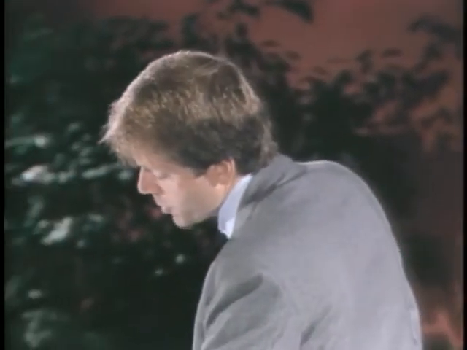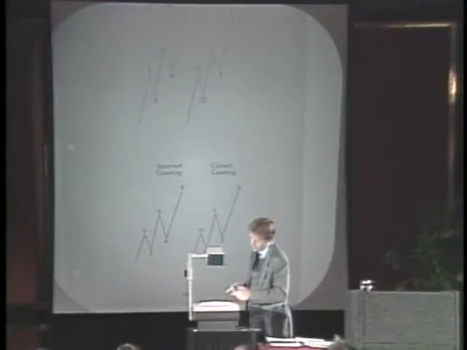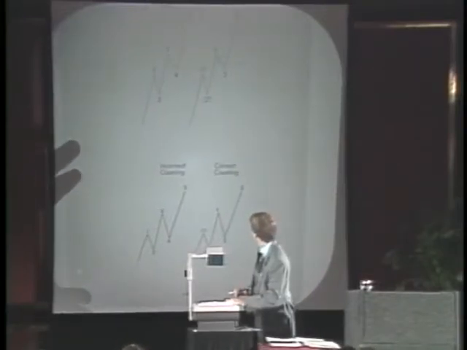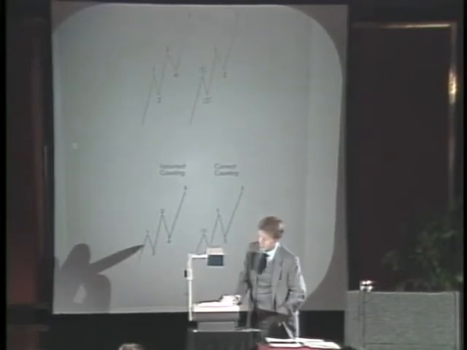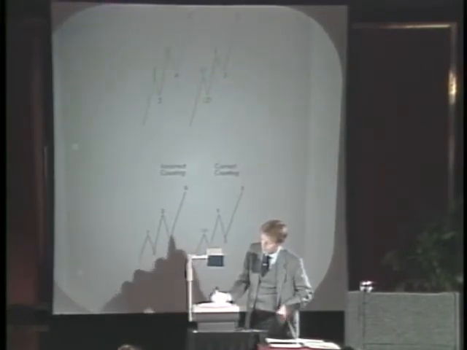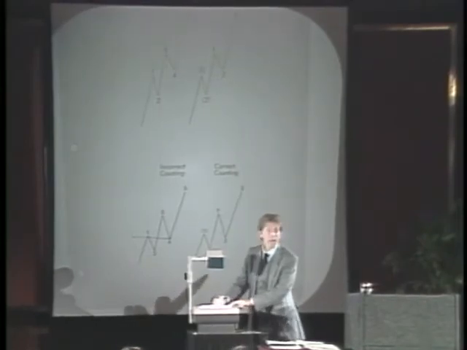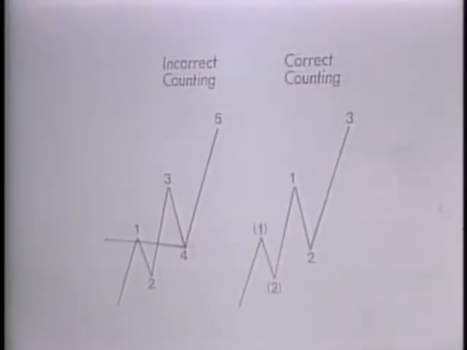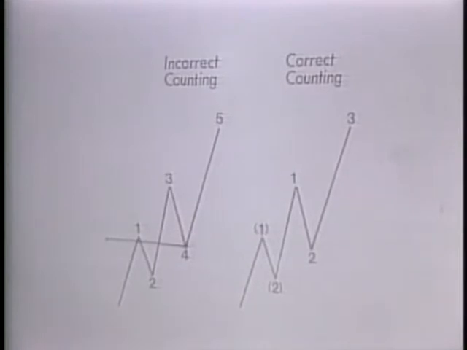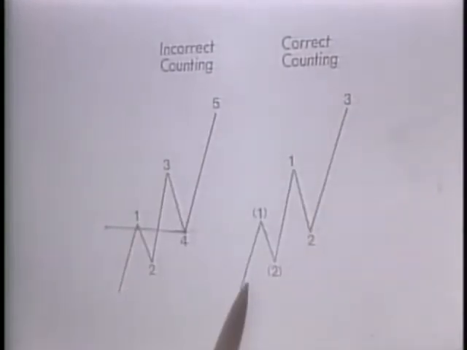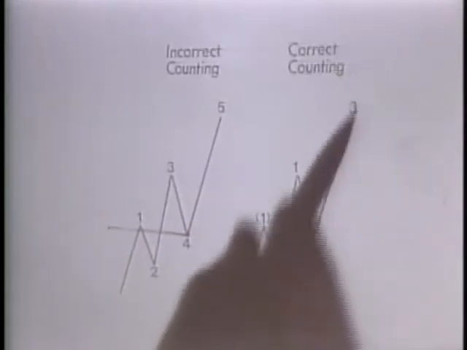I think you've seen this chart before. Let's take a look at it. Let's take a look at the lower picture first. Here's an example of incorrect counting. In this picture, wave 4 overlaps wave 1. That's not allowed. The better count, which would keep you in line with what the market was telling you and keep you from being unprepared, is that what you're doing is subdividing a third wave, and that the better count is 1, 2, 1, 2, 3.